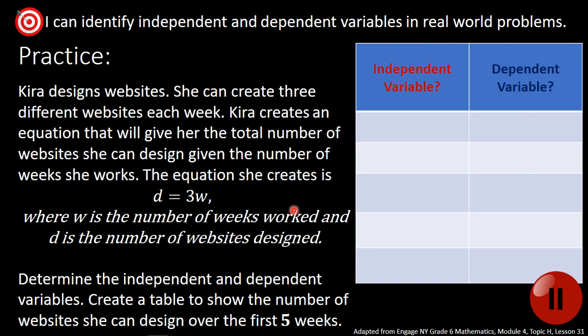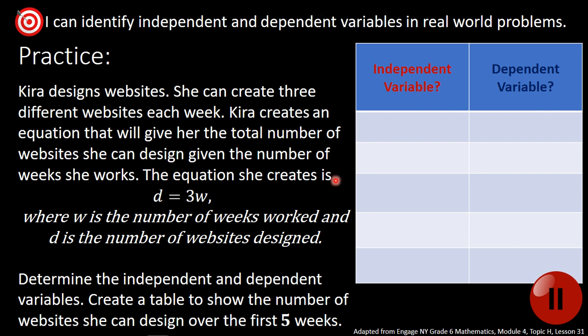All right, so I'm going to let you go ahead and take it. I'll read through this with you. Kira designs websites. She can create 3 different websites each week. Kira creates an equation that will give her the total number of websites she can design given the number of weeks she works. The equation she creates is D equals 3W, where W is the number of weeks worked and D is the number of websites designed. Determine the independent and dependent variable. Create a table to show the number of websites she can design over the first 5 weeks.